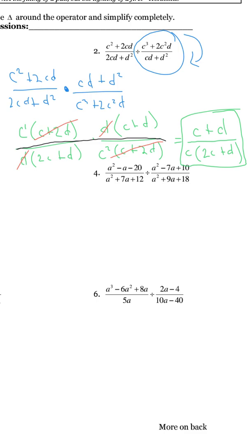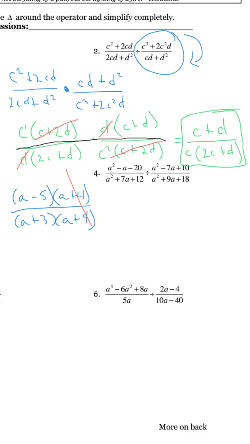I'm going to factor and do the flip at the same time. So the first one's not too bad. Everything's in the same spot. So a squared minus a minus 20 is going to factor as a minus 5 times a plus 4. Awesome. Then the bottom, we have a squared plus 7a plus 12. That's going to factor as a plus 3 times a plus 4. And right away, I see a plus 4 over a plus 4. I'm going to cancel it.